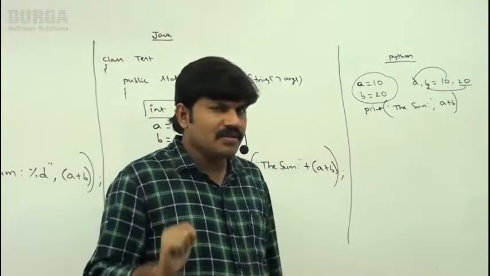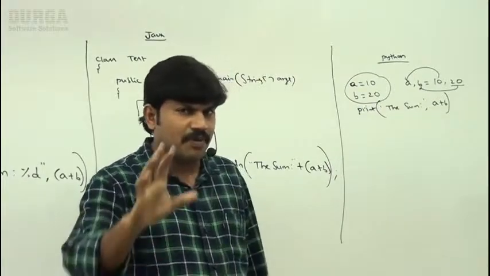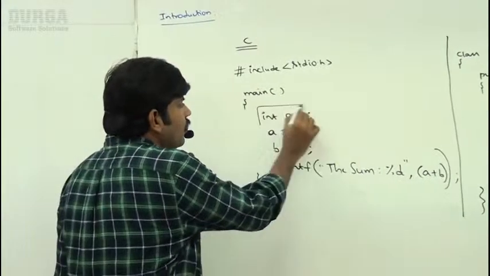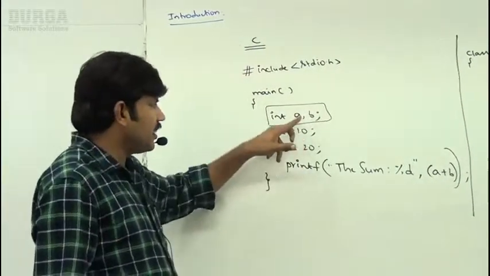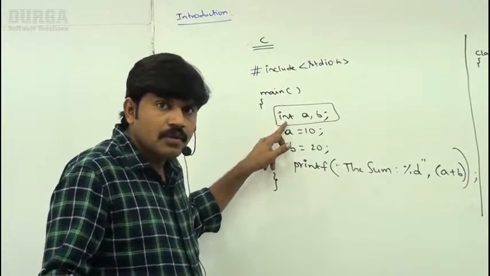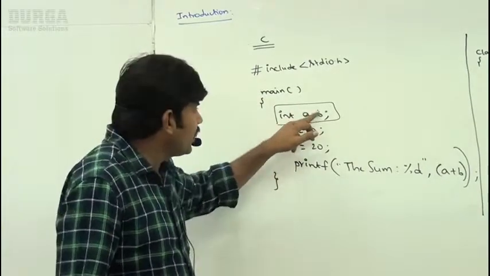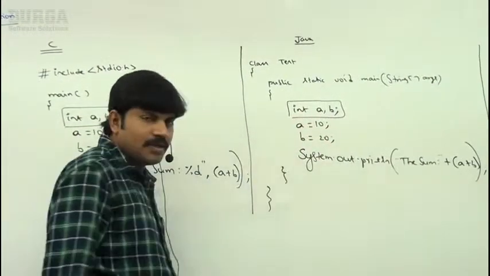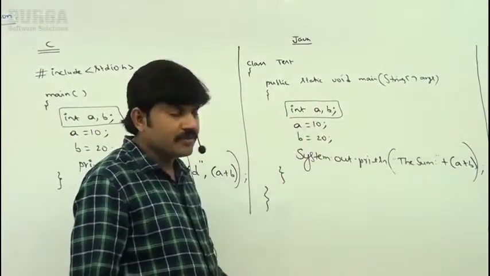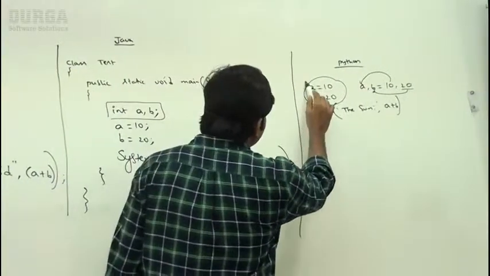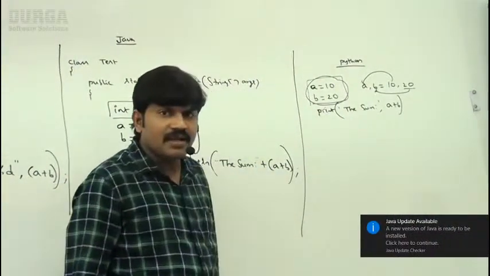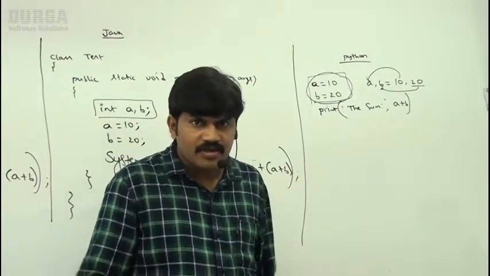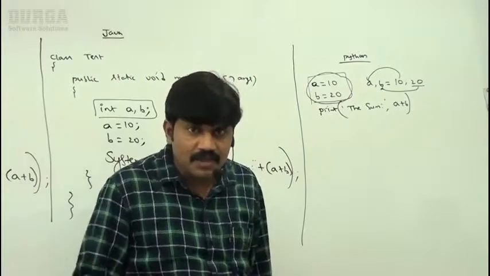Well, sir, by seeing this code, some people may have a bigger doubt. Observe carefully, sir. In C language, you declare two variables a and b of what type? Int type. Here also, we declare two variables of int type. In Java also, we declare. But here, I didn't declare what type a and b are. So, sir, in Python, is it not required to declare the type? You may ask whether the type concept is not applicable.